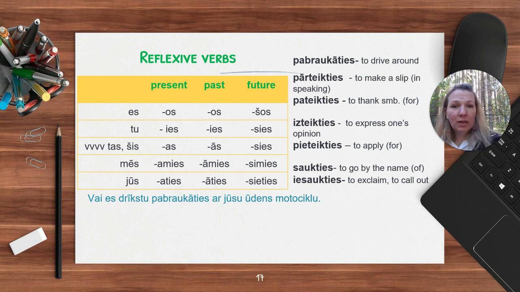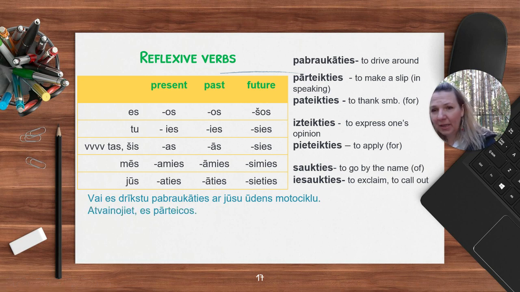Vai es drīkstu pabraukāties ar jūsu ūdens motociklu? So may I drive around with your motorbike, how it's called? Yeah. And it should be a question, right? It's a question. You feel free to use it as a second verb, yeah? May I want pabraukāt, es gribu pabraukāties, vai es drīkstu pabraukāties, man vajag pabraukāties, and so on, so on. Feel free for that at the moment, but to be able to conjugate the verb, you will need to look at the separate small paperwork I will add.